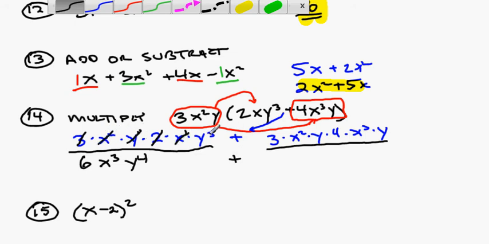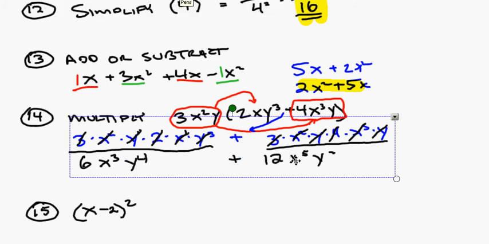That takes care of everything, I think. And we go 3 times 4 is 12. I have x squared times x to the third, 2 plus 3 is 5, so there's x to the 5th. And then I have y times y, which is y squared. Now, this is your answer, guys.